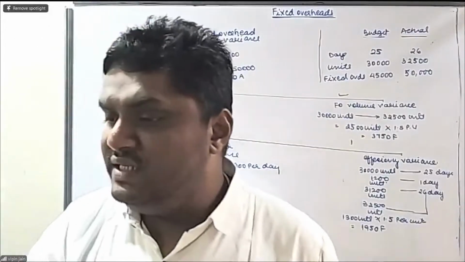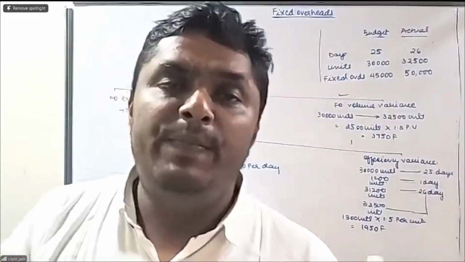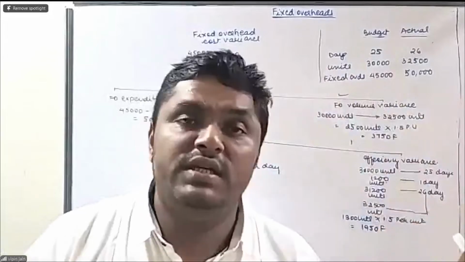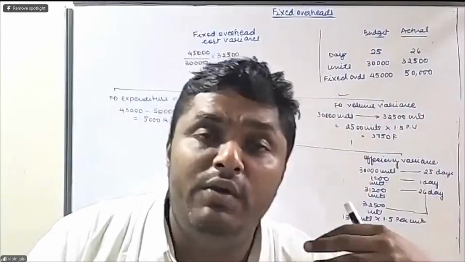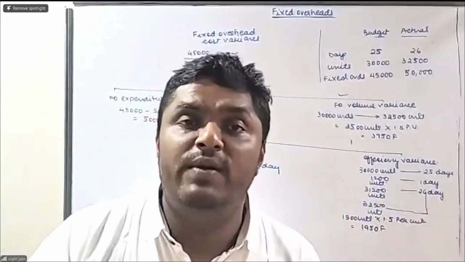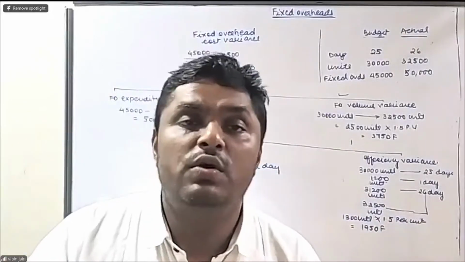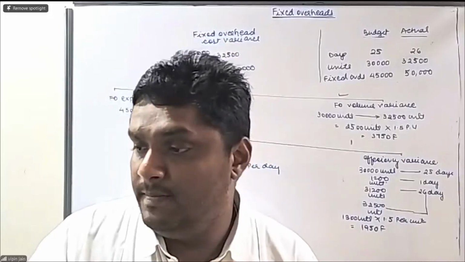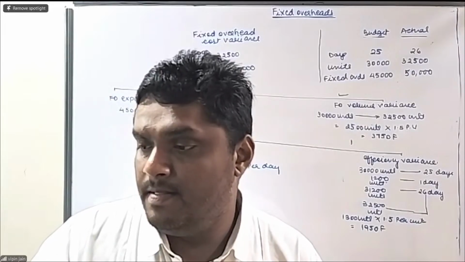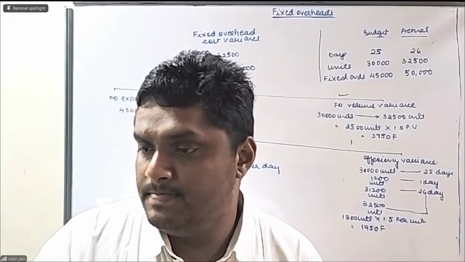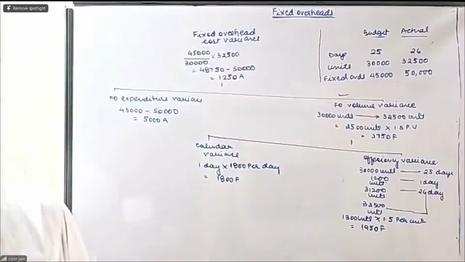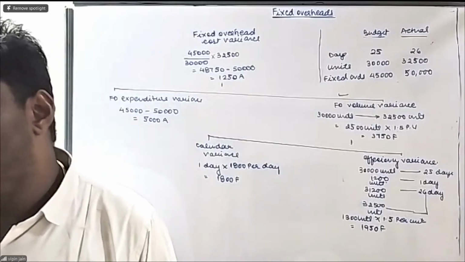Neeru, it is not inefficiency, it is efficiency, because simple and clear: in 26 days, how many units we were supposed to manufacture? 31,200. But in 26 days, how many units we actually manufactured? 32,500. 1,300 units extra we manufactured. It's a good sign for the company. So it's favorable. I request you guys to copy the solution.